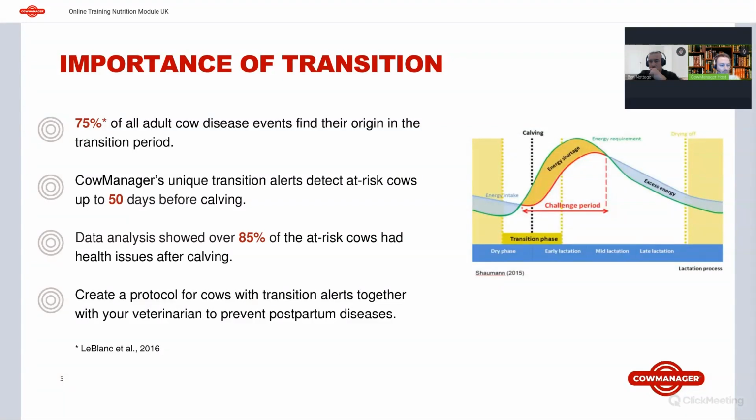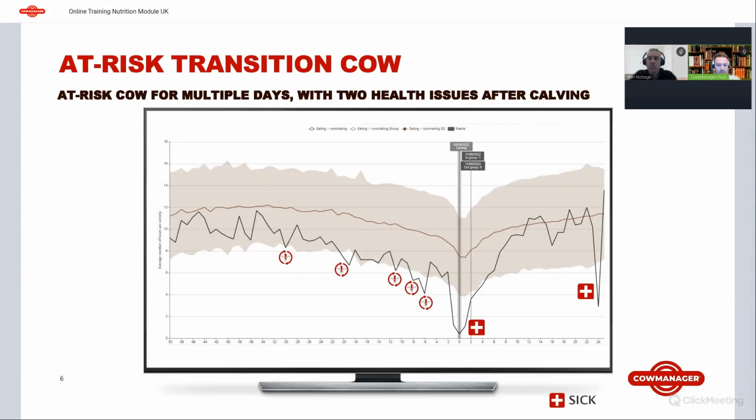We've seen beautiful examples in the UK in the last couple of weeks with already well-managed farms, but within just a couple of months with over 10% less transition disease after calving by just using those transition alerts to intervene at an early moment and in an early stage. And that's the most important part of the presentation, and the rest will follow automatically.